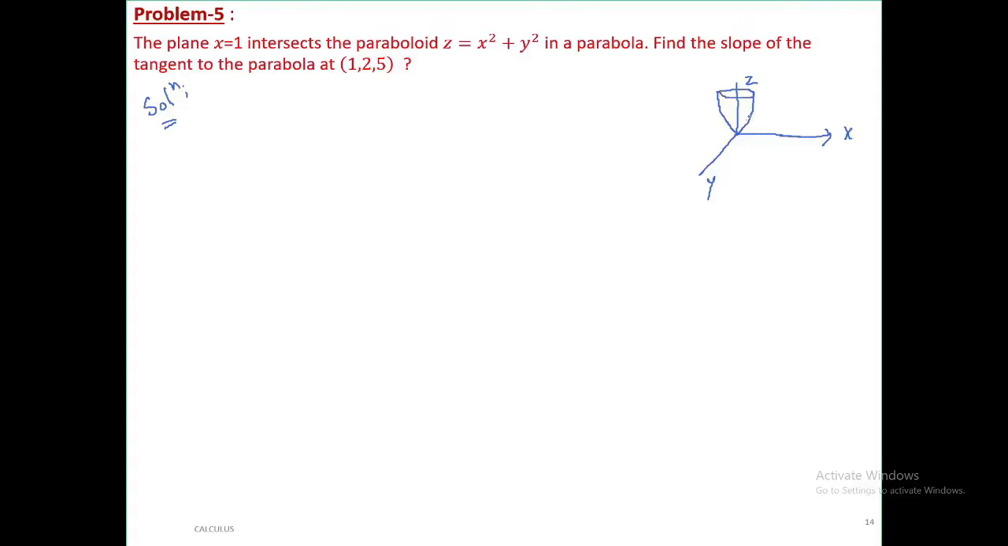Okay. Now the plane x is equal to 1. This one cuts this one. Like this it cuts, in a parabola like this. So this is a parabola. That's what it says here: the plane x is equal to 1 intersects the paraboloid z is equal to x square plus y square in a parabola. And find the slope of the tangent to the parabola at (1, 2, 5). So somewhere you will get the point (1, 2, 5). So at this point on the parabola, you have to find a tangent and the slope of this tangent I need to find.